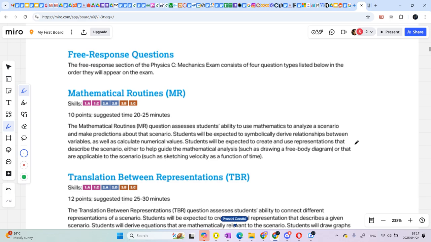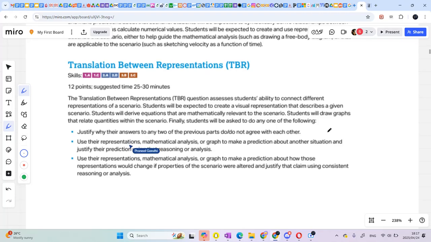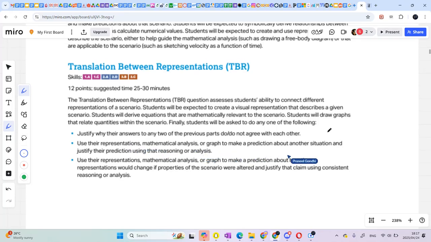And then the last part, you'll be asked to do one of three different things. So either justify why your answers to two previous parts do or do not agree with each other, use their model, the representation, or mathematical analysis, or their graph to make a prediction about another situation and justify that prediction using reasoning or analysis, or use your representation, mathematical analysis, or graph to make a prediction about how those representations would change if properties were altered, and then justify that claim using consistent reasoning or analysis.